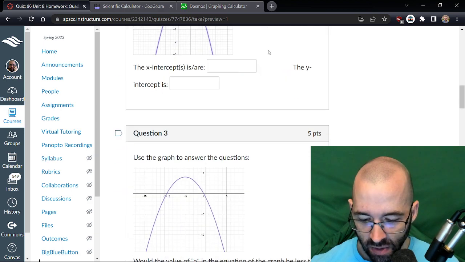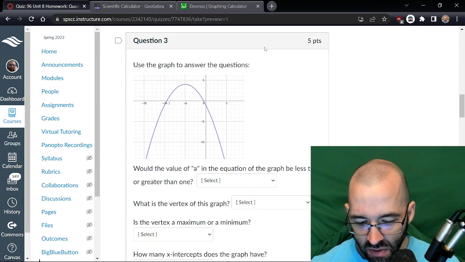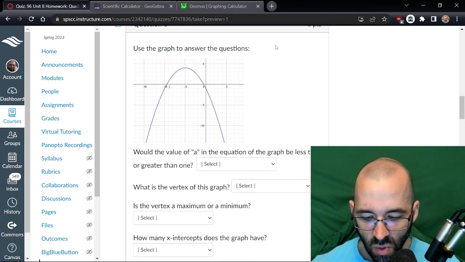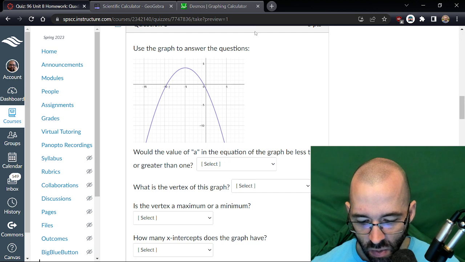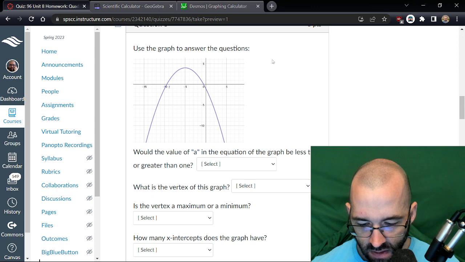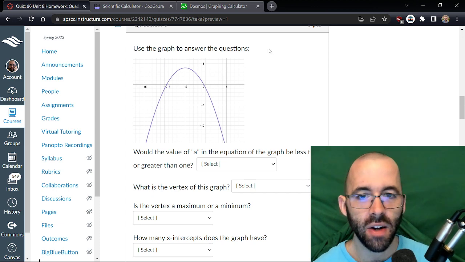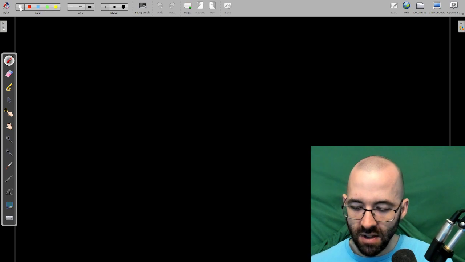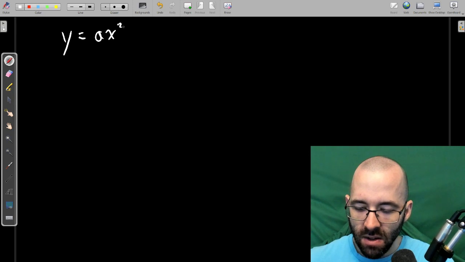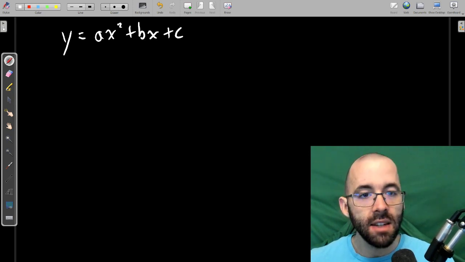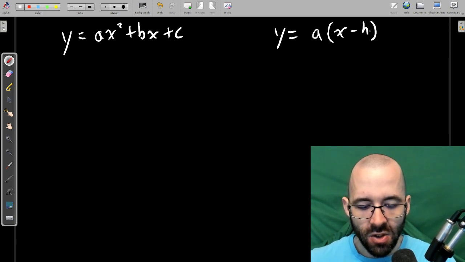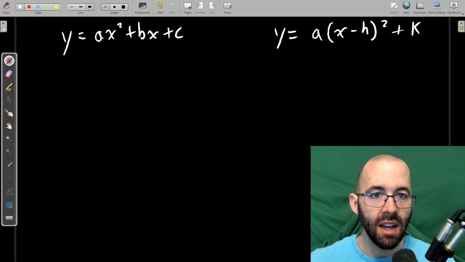All right, let's look at number 3. Would the value of a in the equation of the graph be less than 1 or greater than 1? Well, what a is it talking about? So there's a couple of equations that we can use to talk about parabolas. One of them is ax squared plus bx plus c. Another one is a times (x minus h) squared plus k.